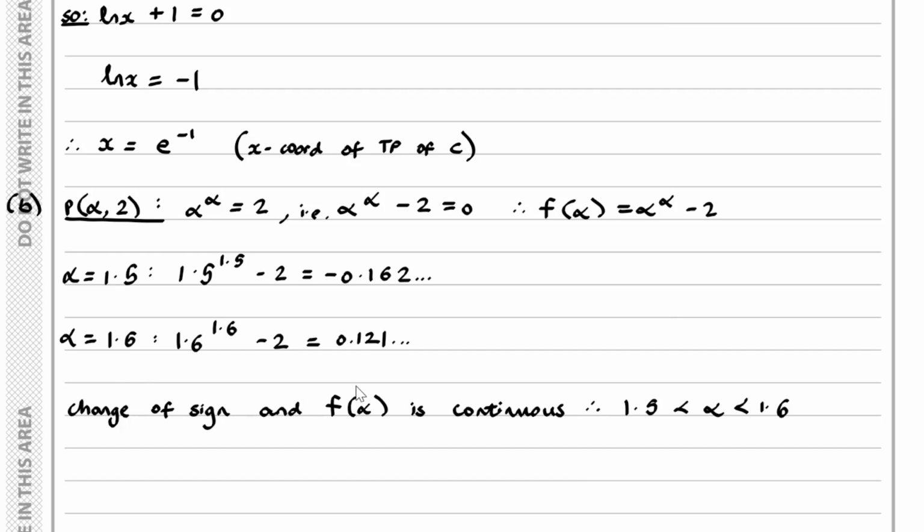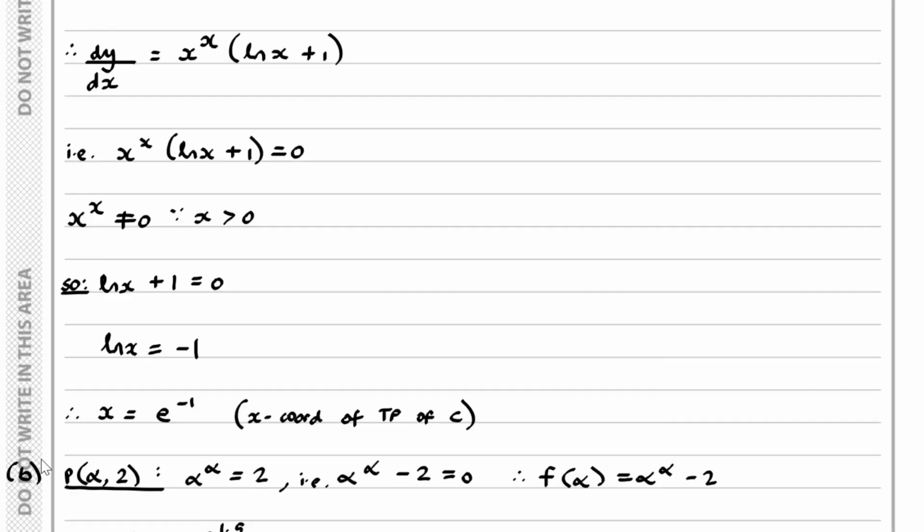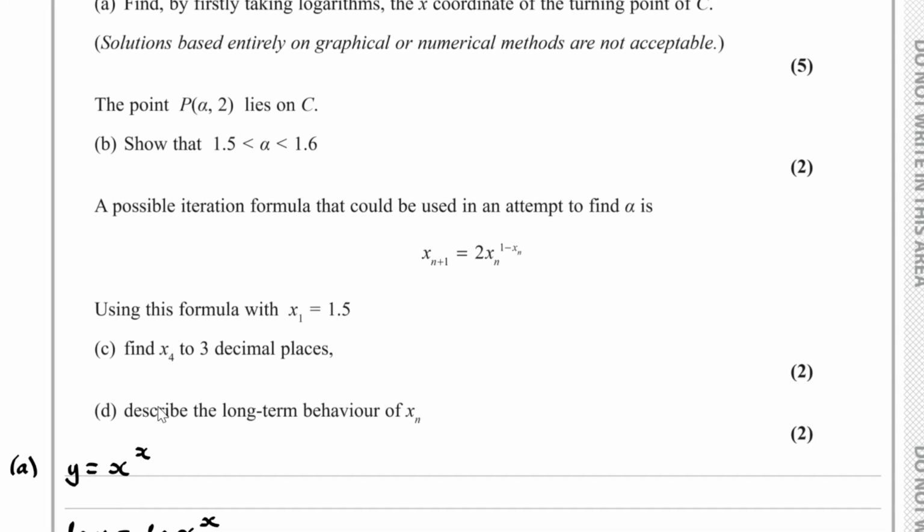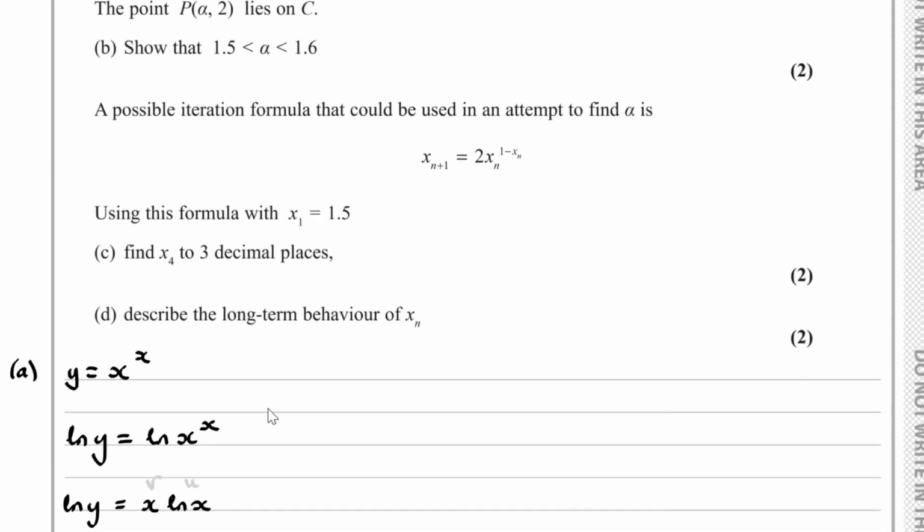So we see over here we have a change of sign, and f of alpha is continuous, so we have a root in between 1.5 and 1.6. And now for part C, a possible iteration formula that could be used to attempt to find alpha is x of n plus 1 equals 2 lots of xn to the power of 1 minus xn. Using this formula with x1 equaling 1.5, we have to find x4 to 3 decimal places.